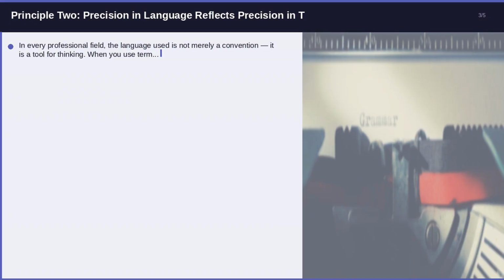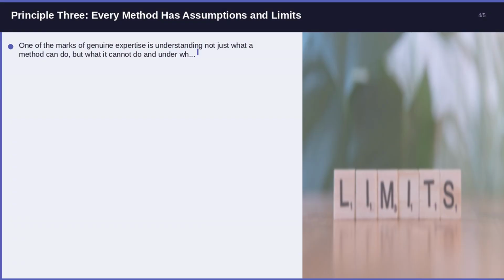Principle 2. Precision in language reflects precision in thinking. In every professional field, the language used is not merely a convention, it is a tool for thinking. When you use terms loosely or interchangeably when they are not interchangeable, you introduce ambiguity into your own reasoning. Students of Microsoft Azure Fundamentals, AZ-900, who invest time in understanding terminology precisely find that their analysis becomes sharper and their communication clearer.